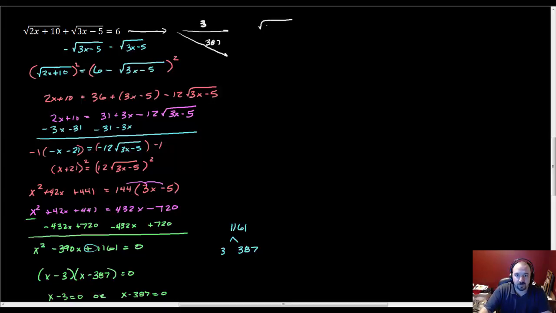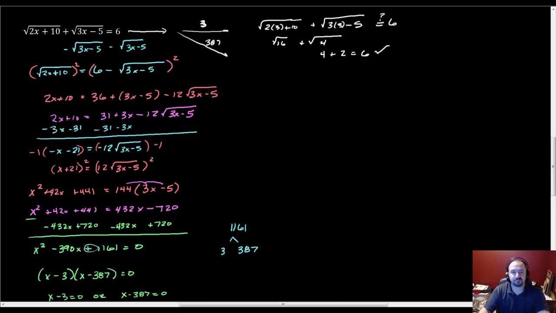So I get the square root of 2 times 3 plus 10 plus the square root of 3 times 3 minus 5. Is that equal to 6? Well, this is the square root of 16. This is the square root of 9 minus 5, which is 4, so 4 plus 2, and that does in fact equal 6. So 3 checks out. It's okay. So now we try 387.